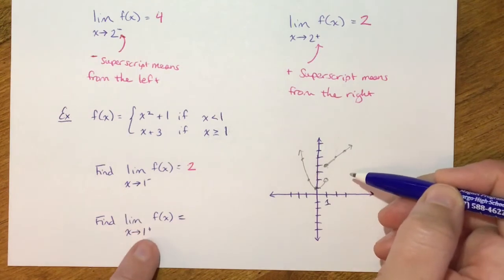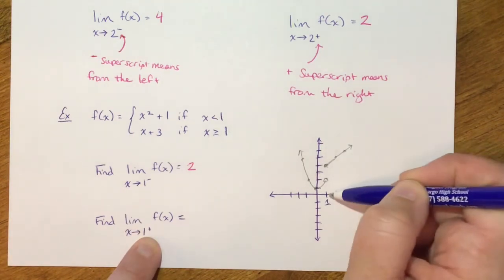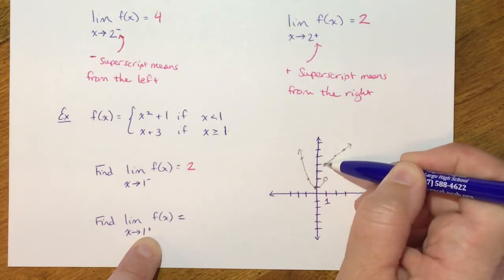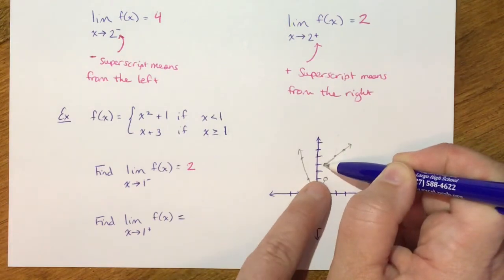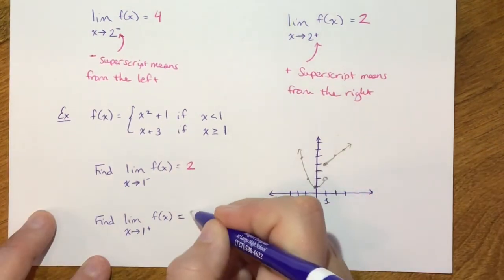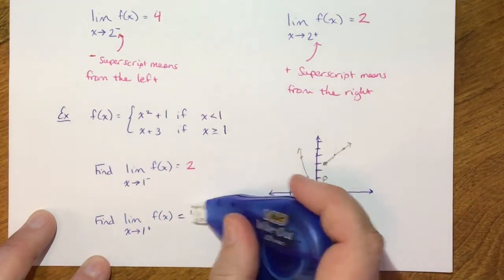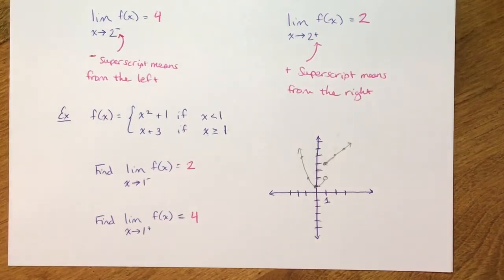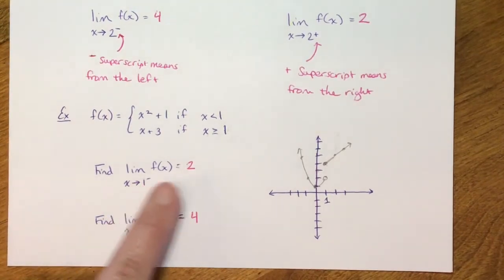And as I approach x equals 1 from the right-hand side, I'm on this piece of the function. I'm getting very, very close to a y value of 1, 2, 3, 4. So let's do that in pink. So if they ask me for the left-hand limit, it's 2. If they ask me for the right-hand limit, it's 4.